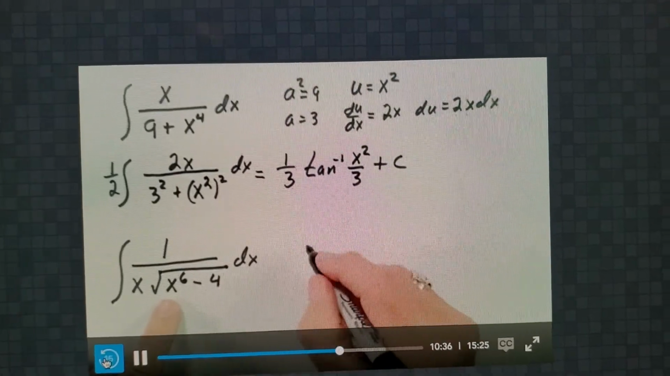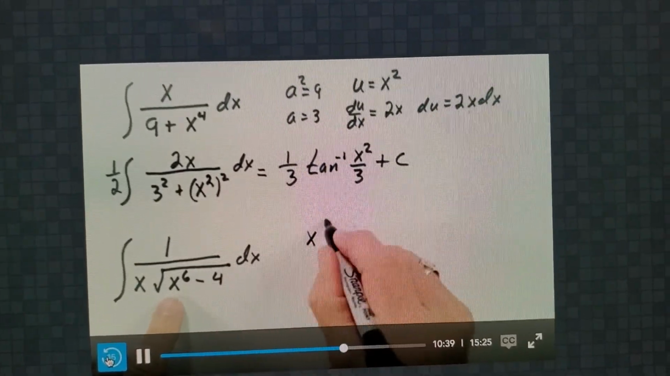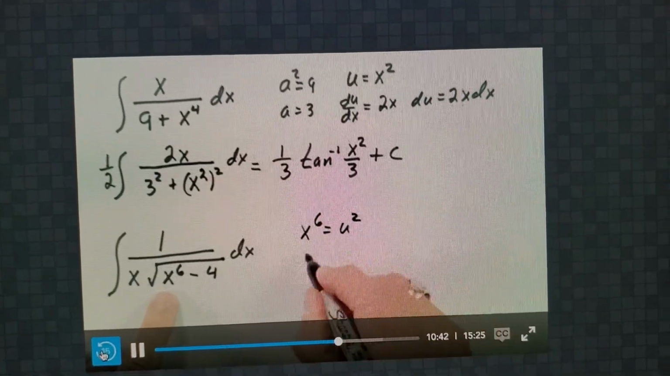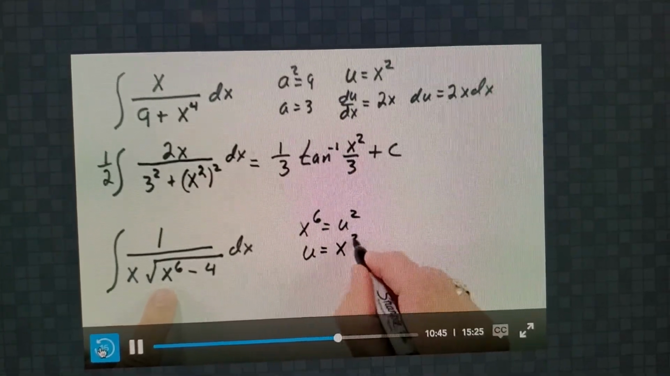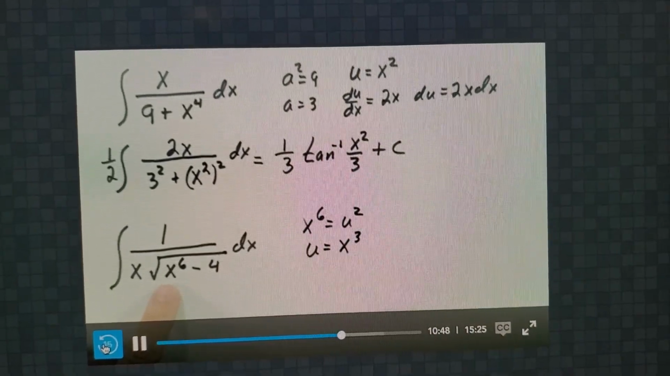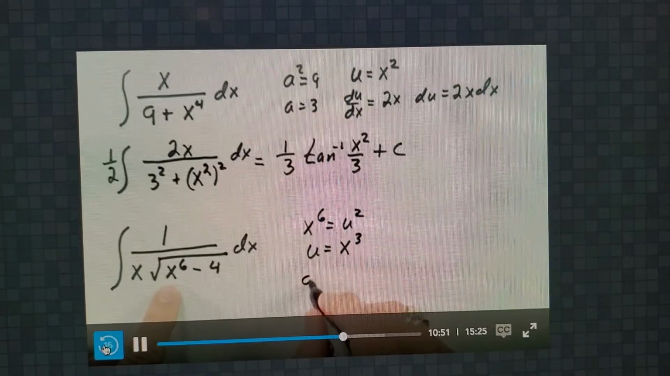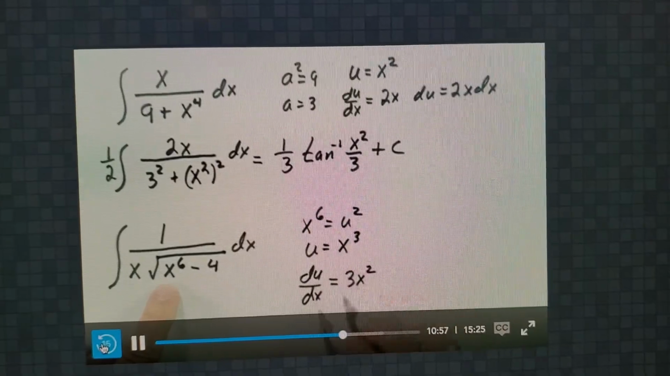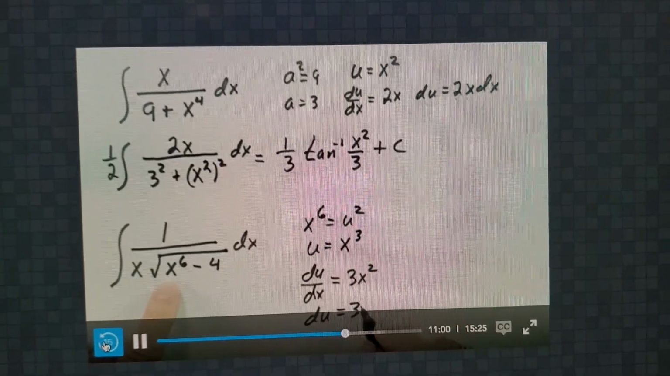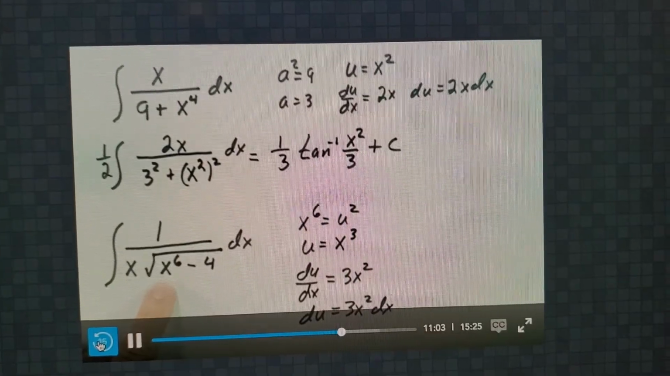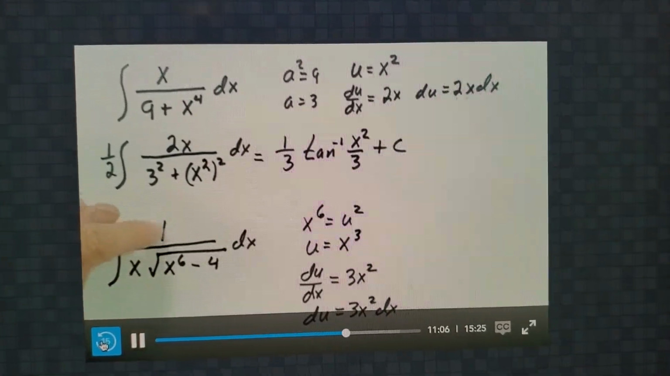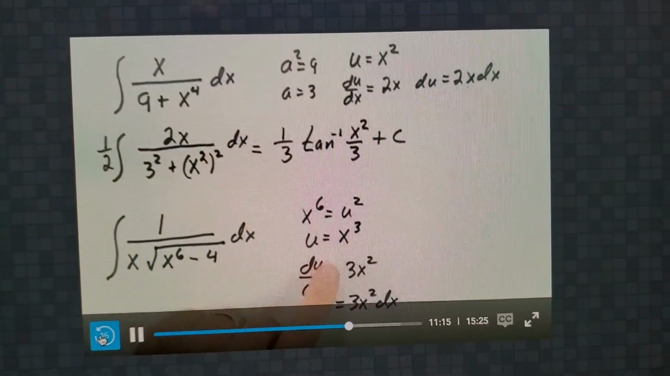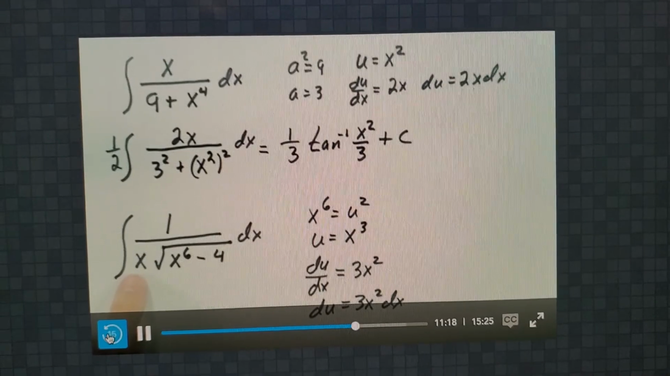If x to the 6th is going to be my u squared, that must mean that u is x cubed. And if u is x cubed, then when you take the derivative, du dx is 3x squared, so du is 3x squared dx. That's what I need to have up top, 3x squared dx. Ooh, I'm not even close. But if u is x cubed, I'm supposed to have u out here.